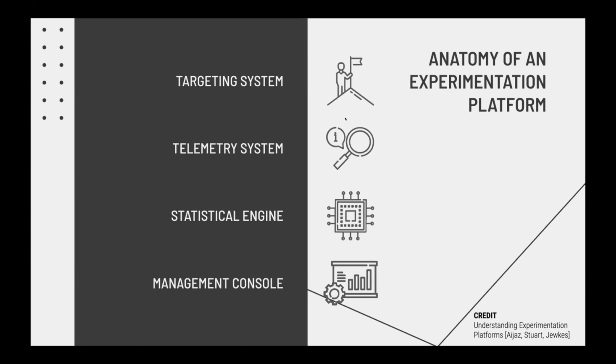So it's important that the targeting system not only be able to divvy people out one way or another, but know who got what and when they got it, okay? And then a telemetry system, this is about gathering data, whether it's data you created yourself or it's data that already exists, and pulling it in alignment with that information about the targeting, who got what and when.